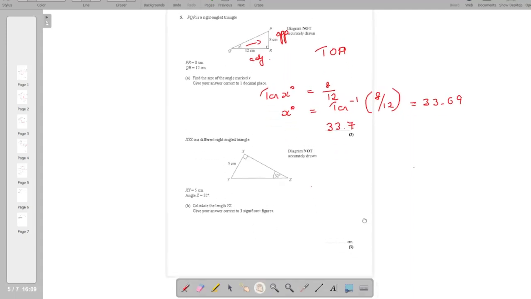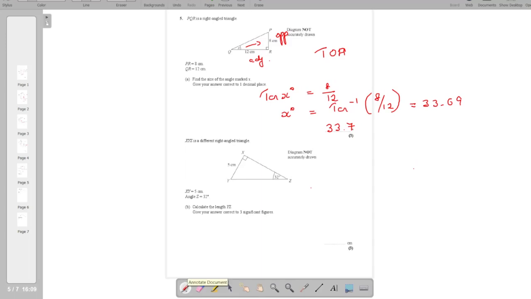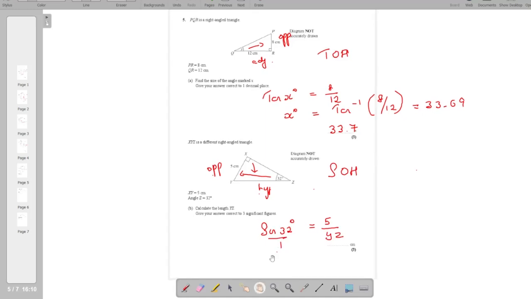Second part, XYZ is a right angle triangle. XY is 5 cm. Angle Z is 32. Calculate the length of YZ. YZ is the hypotenuse, opposite to the right angle. So this is opposite. Opposite and hypotenuse is sin. So sin 32 is XY, 5, over YZ. So to find the YZ, you have to cross multiply. YZ is equal to 5 over sin 32.